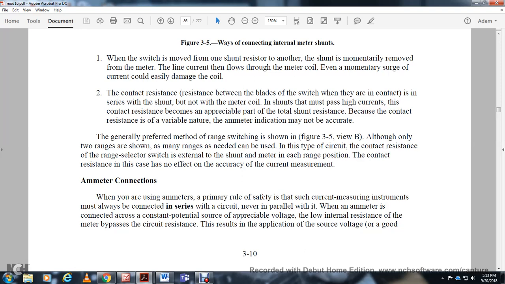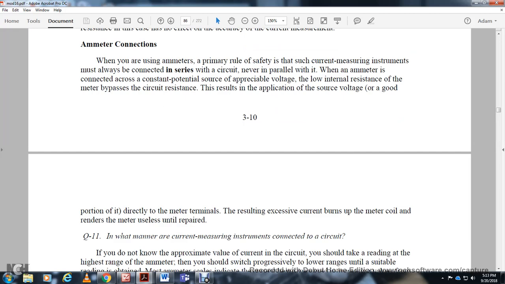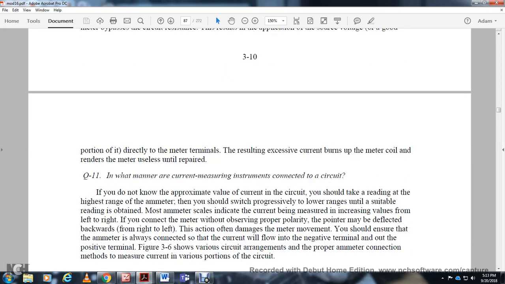Ammeter connections. The primary rule when connecting an ammeter in measurement is that the ammeter must always be connected in series with the circuit, never in parallel with a potential source of appreciable voltage. Because of the low internal resistance of the ammeter, it bypasses the circuit resistance, and a large current flows directly through the meter terminals, which can burn out the meter coil and render the meter useless until it is repaired.